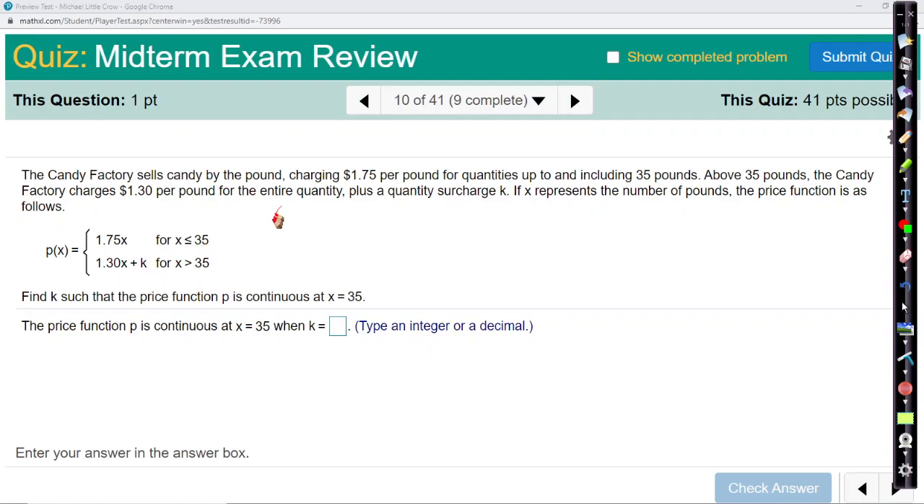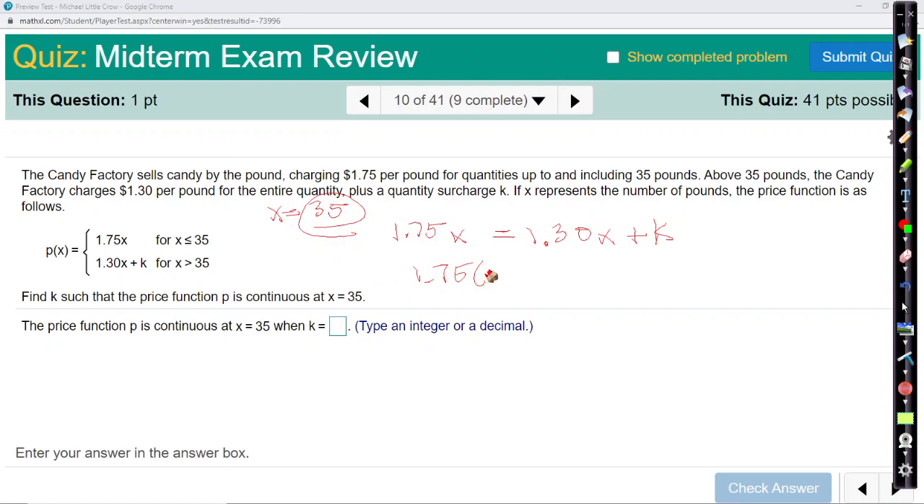Well, when x is equal to 35, for this to be continuous, then these two have to be equal, because they're both continuous everywhere else, and if they're equal at 35, then it's like handing off the baton. They can do it. So when x is 35, we have to have 1.75x equal to 1.30x plus k. And again, it doesn't have to happen everywhere, but it does have to happen when x is 35.